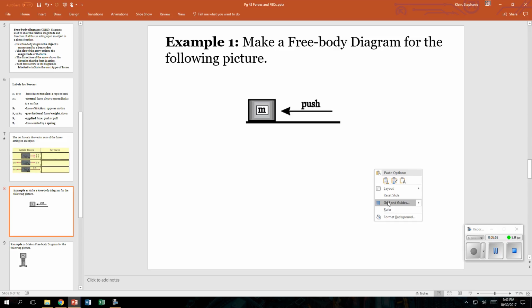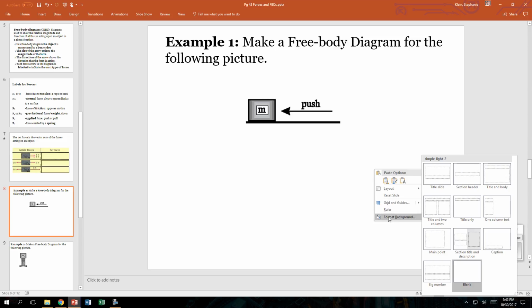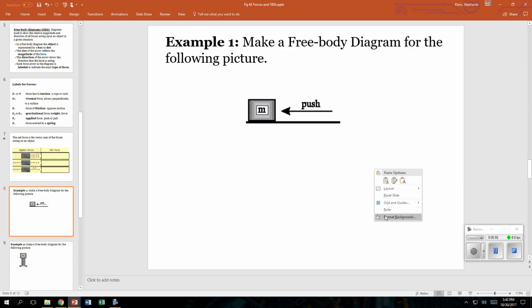So let me get my, well, I think I have a way to write on here. Where's my pointer options?